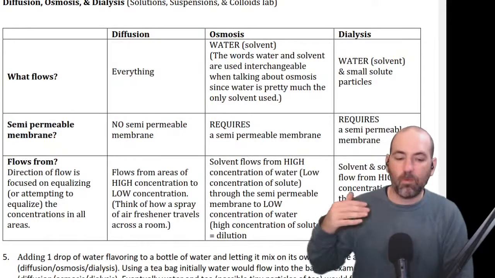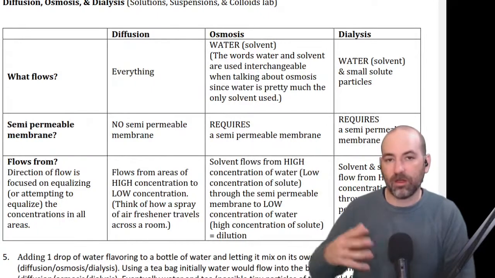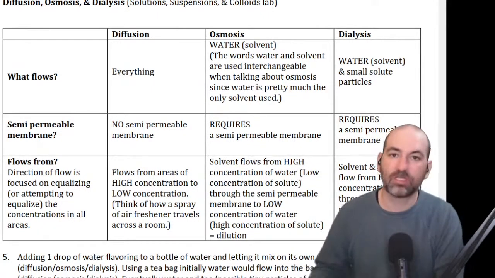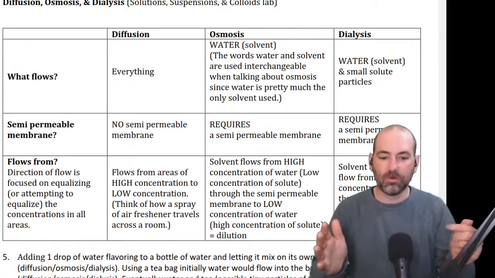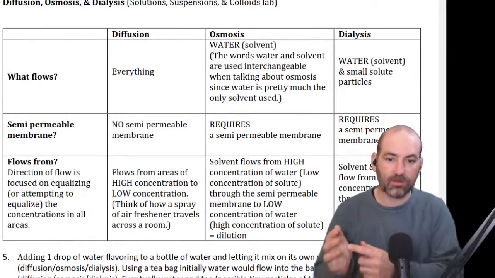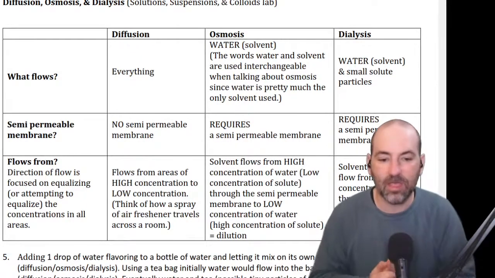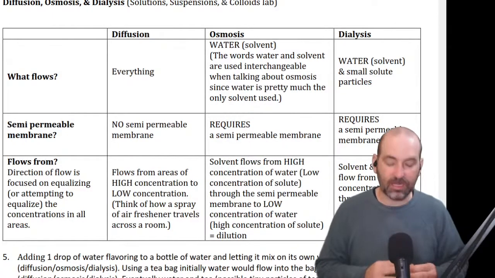So it's about water moving through that barrier and going from areas of more water to areas of less water, which is areas of higher solute concentration. So if you have a higher solute concentration on one side of a membrane, the water is going to move toward where there's more solute, because we can also think of it as less water there. And that's osmosis.